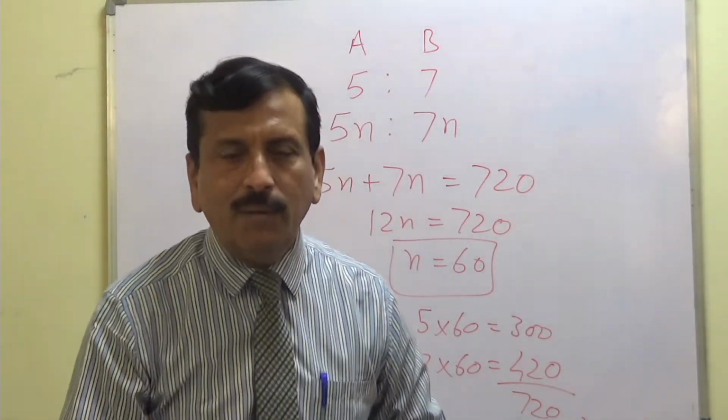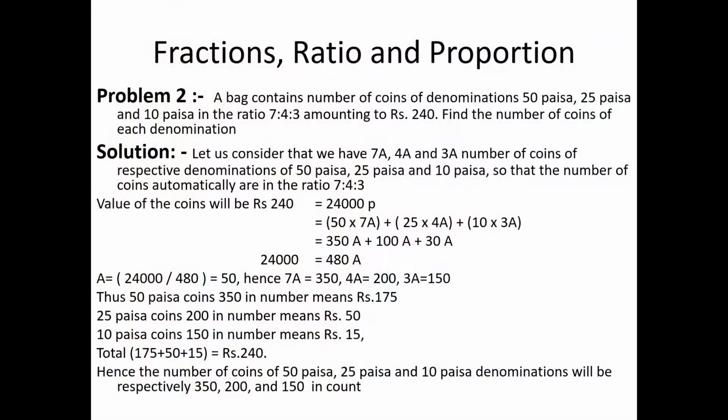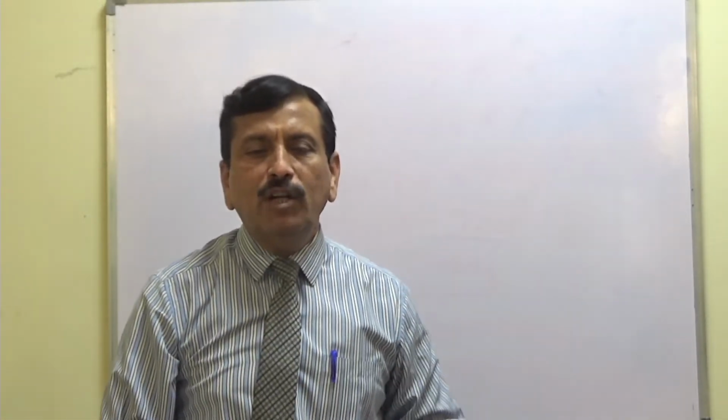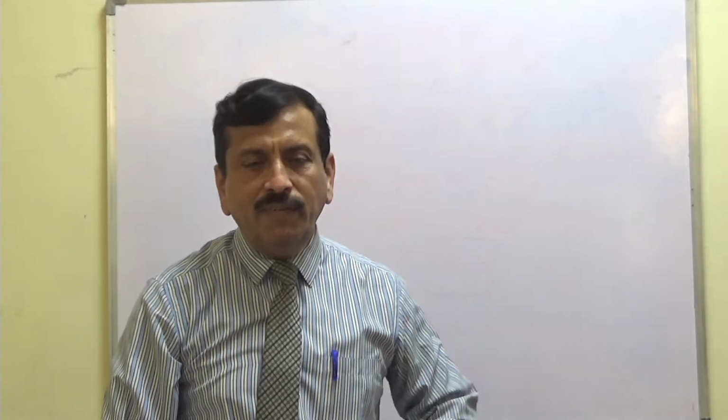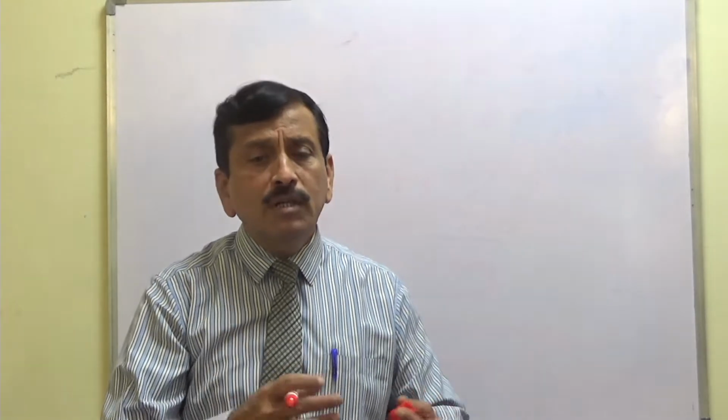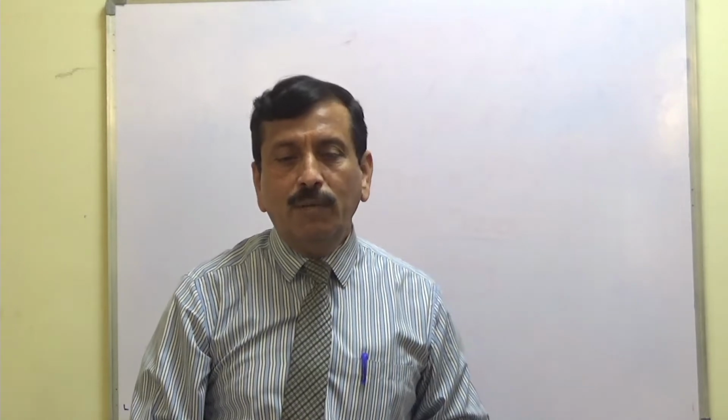Let's see the next problem. Read the problem, dwell upon it, and then we'll see the solution part of it. Check whether you are able to formulate it or not, so that we will be able to appreciate the intricacy of the problem. A bag contains coins of denomination 50 paisa, 25 paisa and 10 paisa in the ratio 7:4:3, amounting to rupees 240. Find the number of coins of each denomination.